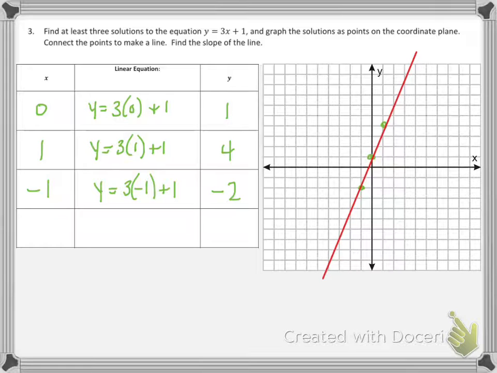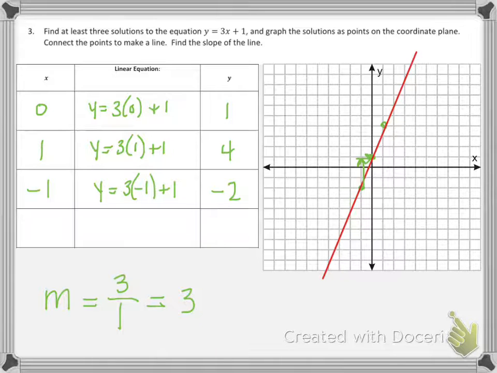Then we just have to find the slope. The slope is equal to the change in y. That's a move up 3, over the change in x. Well, that's just a move to the right 1, so my slope is 3.